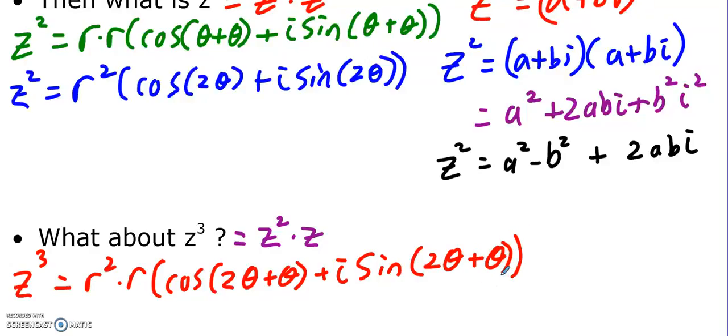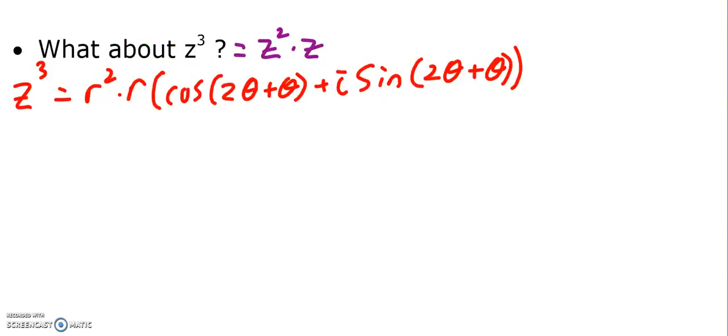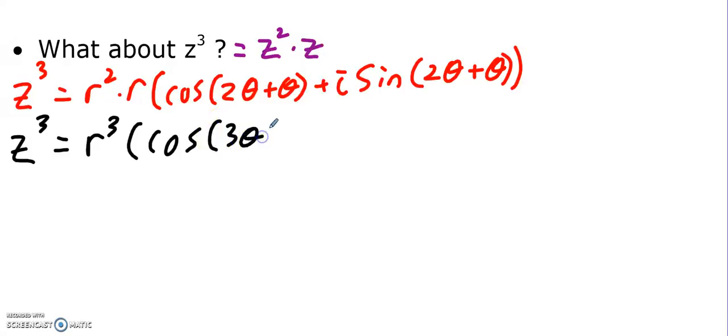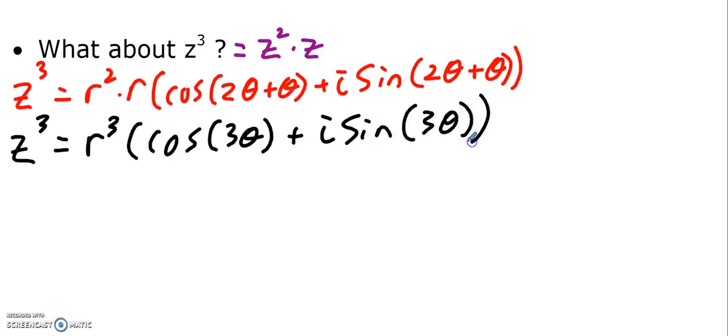So all I'm using there is just my properties for products of complex numbers in trig form that we learned about in the last section. And now I'm going to simplify again. And we end up with z cubed equals r cubed cosine of 3 theta plus i sine of 3 theta.